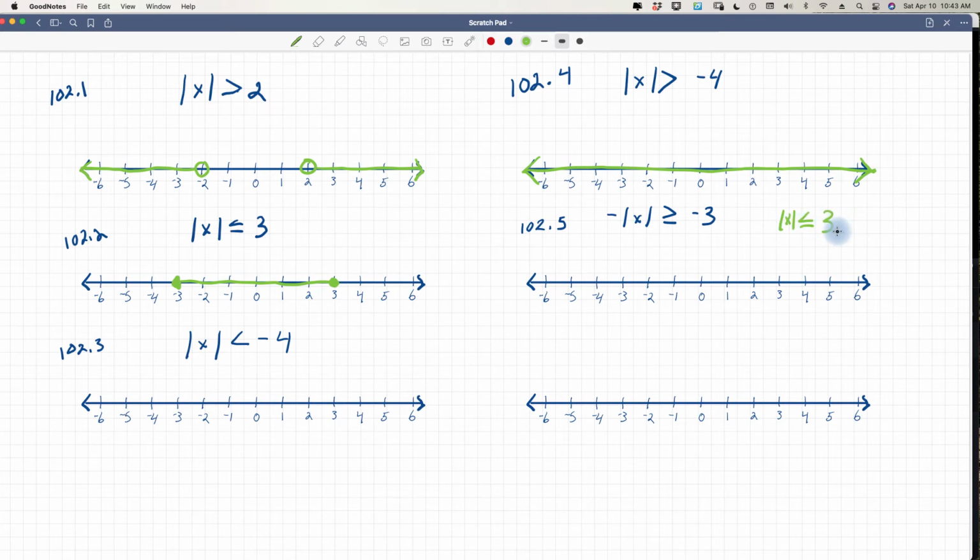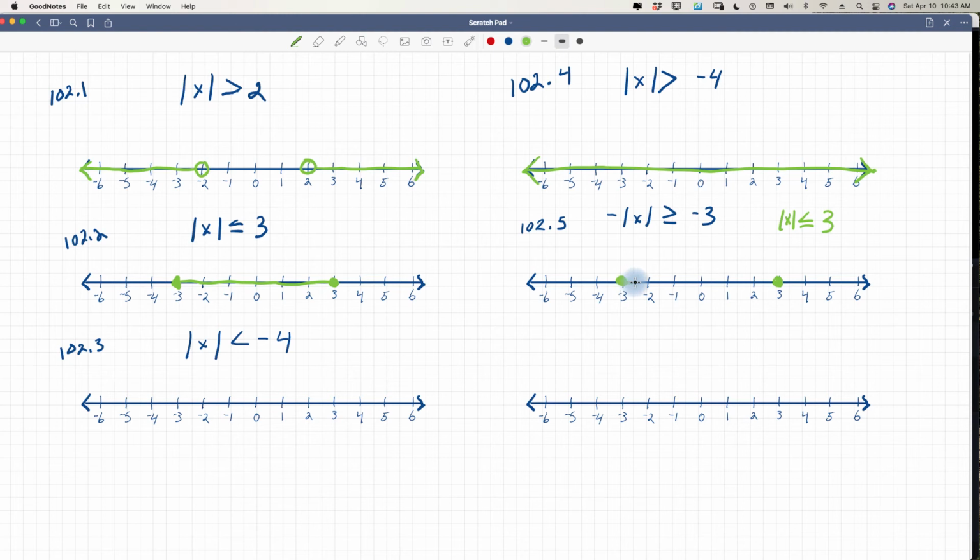Okay? But now our statement says the absolute value of x is less than or equal to 3. So, in order for it to be equal to 3, it has to be a 3, and we're going to include that, or a negative 3, right? Wait a minute, isn't this the same as this right here? 102.5 is the same as 102.2. Isn't that the same statement?